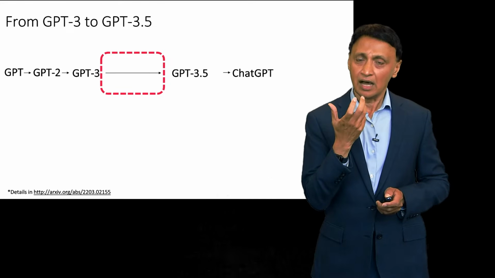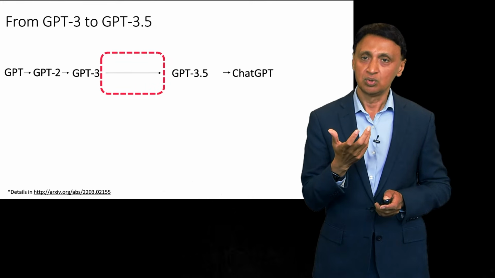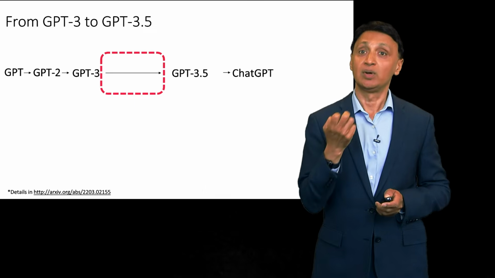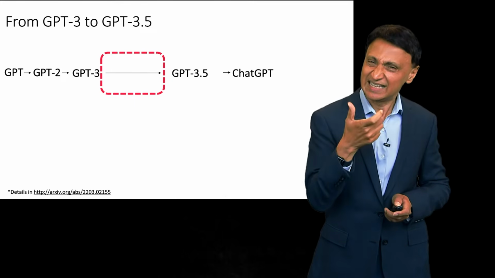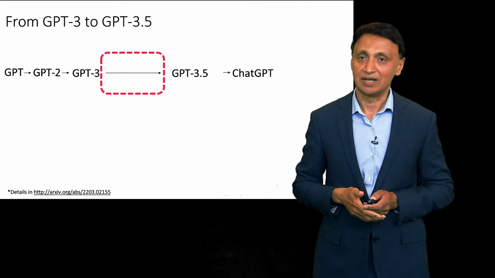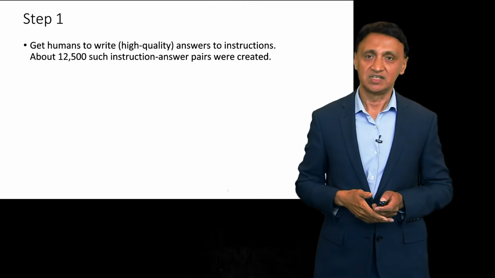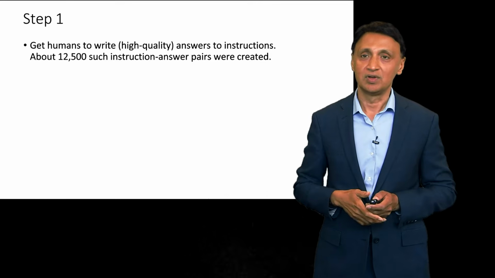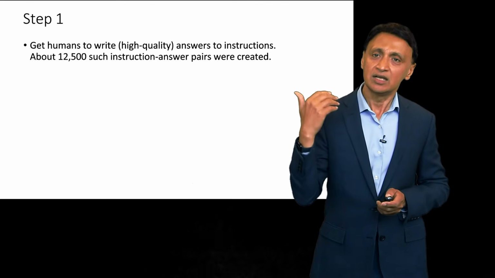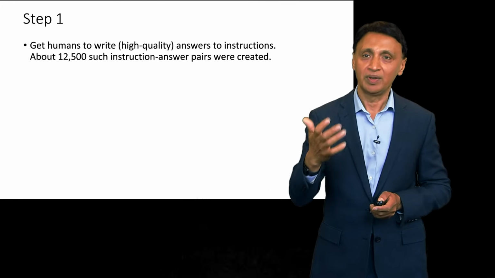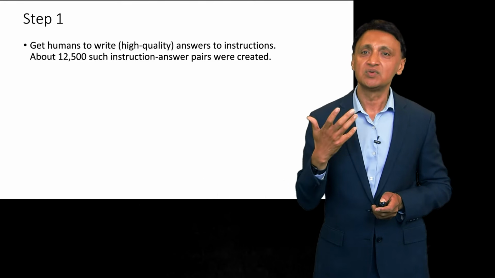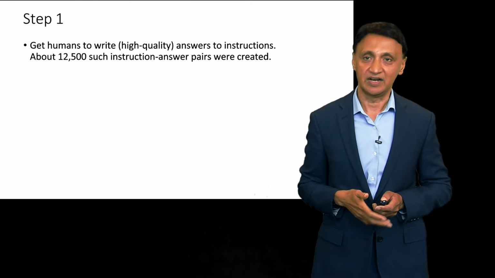Now, the approach that OpenAI created to make GPT-3 follow instructions led to GPT-3.5, and we'll double click on this exact process in the slides to come. It was a three-step process. The first step was we will get humans to write high-quality answers to instructions. So OpenAI gathered about 12,500 instruction answer pairs.